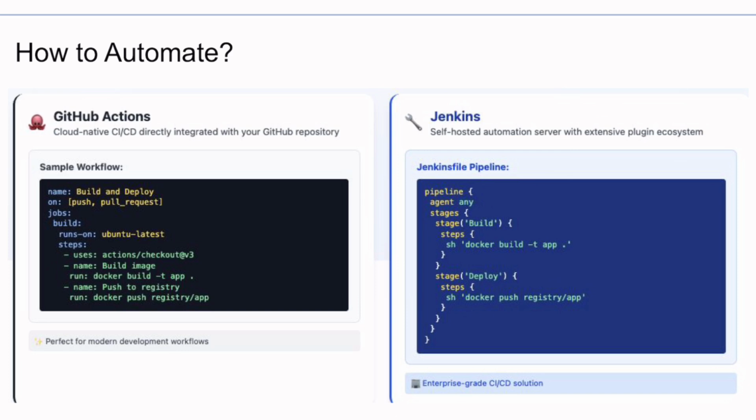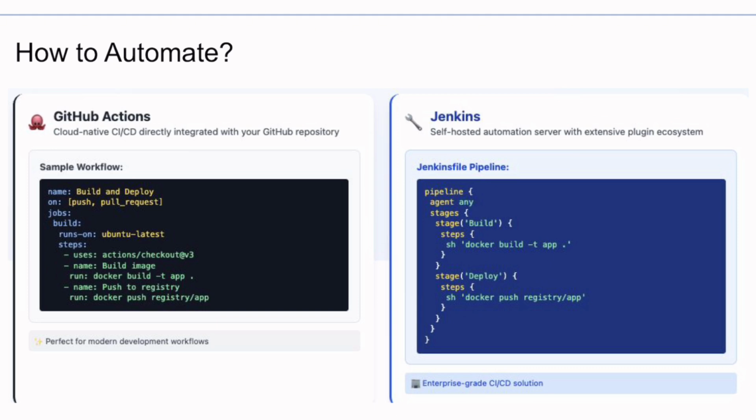Next question is how to automate. Right? If you only do manual building, your code base gets old fast. And that is why we need CI/CD automation. There are mainly two popular options. One is GitHub Actions, the other is Jenkins. GitHub Actions is perfect if your code lives in GitHub. It's free for public repositories and integrates seamlessly with your GitHub workflow. When you push code, GitHub automatically builds and deploys your containers.